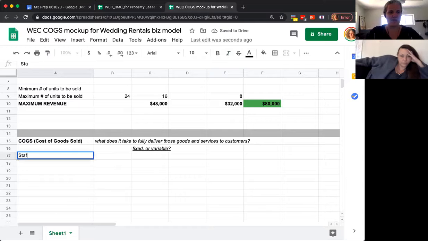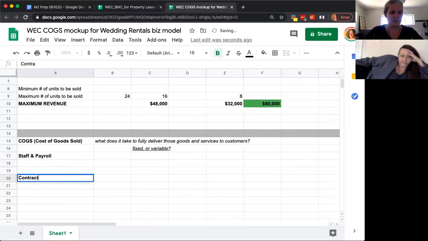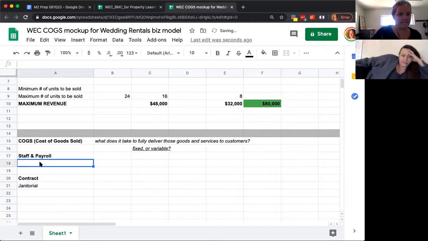So let's go through. At the very least, we can capture the categories here. So we have staff and payroll. Who would be involved under staff and payroll as a category? I think we're gonna have janitorial staff would be separate. Great. So we'll do contract and janitorial. And then staff and payroll, that's probably a rotating position amongst staff of who would be there to supervise and orient groups and help them with the things that they need.